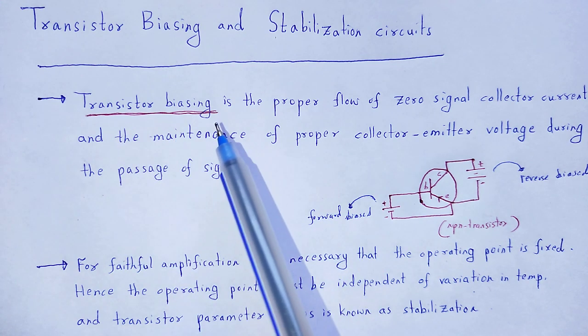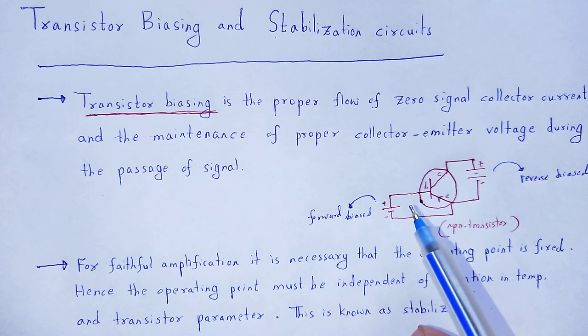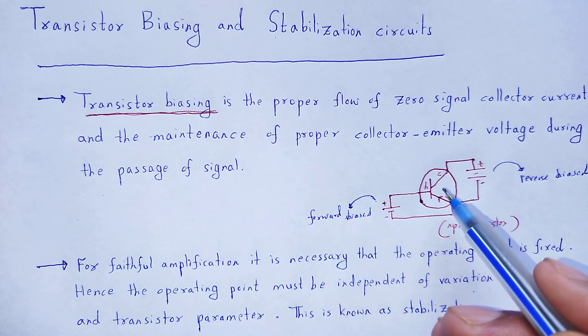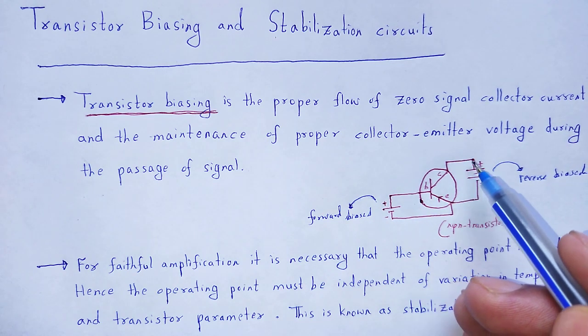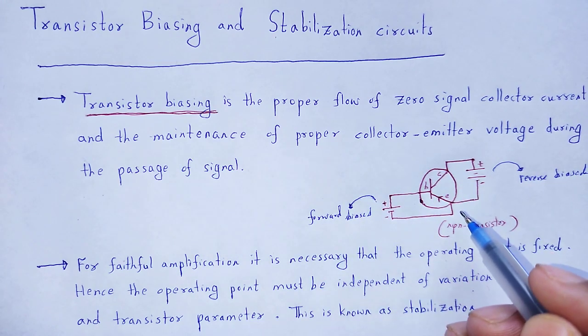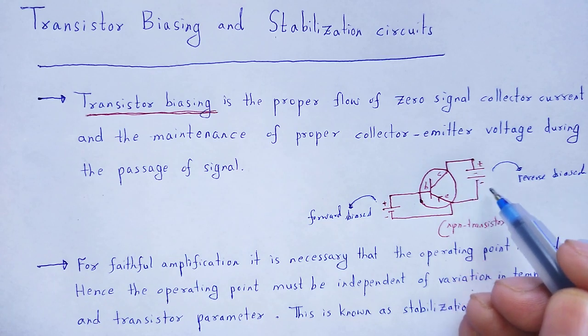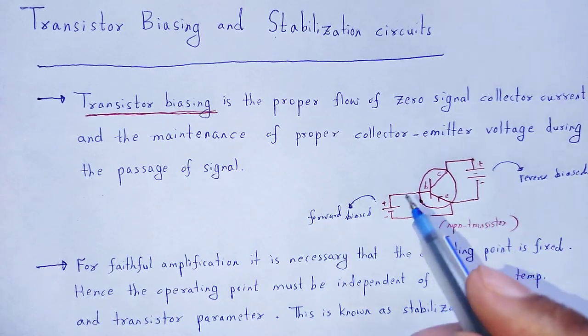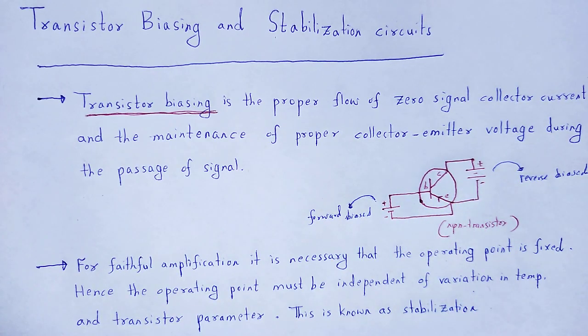So transistor biasing is the proper flow of zero signal collector current. The current flow here is the collector current, and the maintenance of proper collector emitter voltage, that voltage is the collector emitter voltage, during the passage of signal. That is known as transistor biasing.